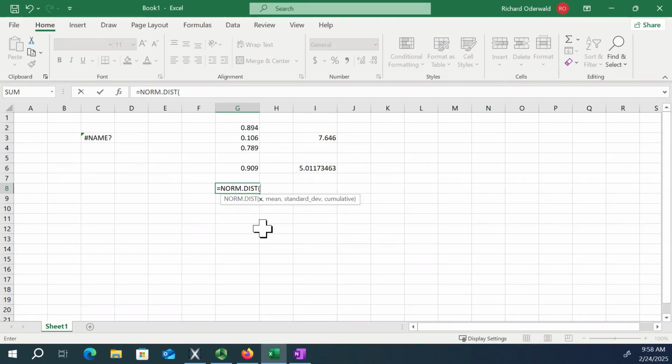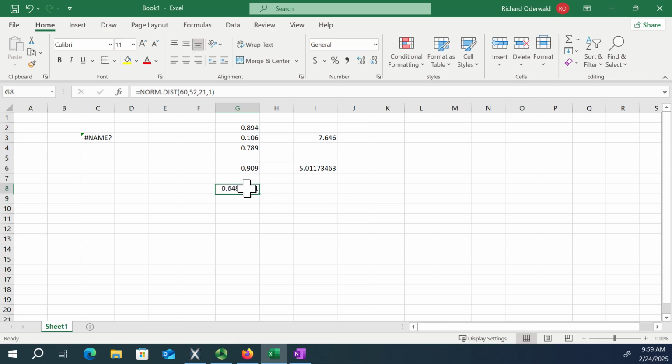What number is x? 60. Mean and standard deviation. Mean is 52. Standard deviation is 21. And I want cumulative. Anytime I'm doing norm.dist, basically I want cumulative. I want a 1 in there. So I got 64.8, about 65% of the distribution.